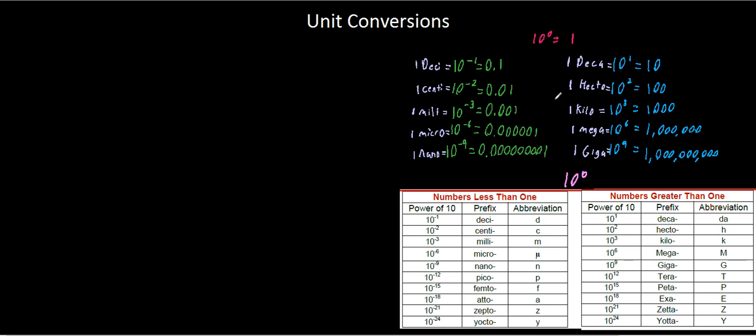So let's start with something simple. Let's start with kilo. Let's say we have 1 kilogram and we want to convert it into the standard, which of course would just be grams. Well, this is kind of obvious. 1 kilo is 1,000. It's 10 to the third. If you look at your chart, we're going from kilo to the standard. That's 10 to the third grams.